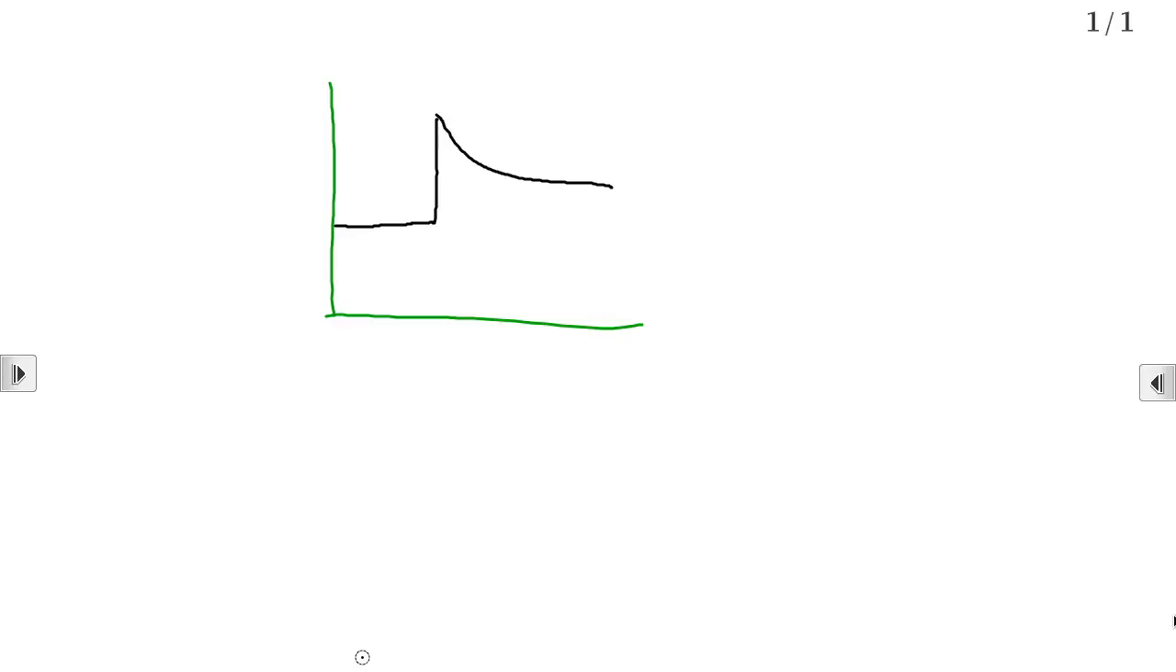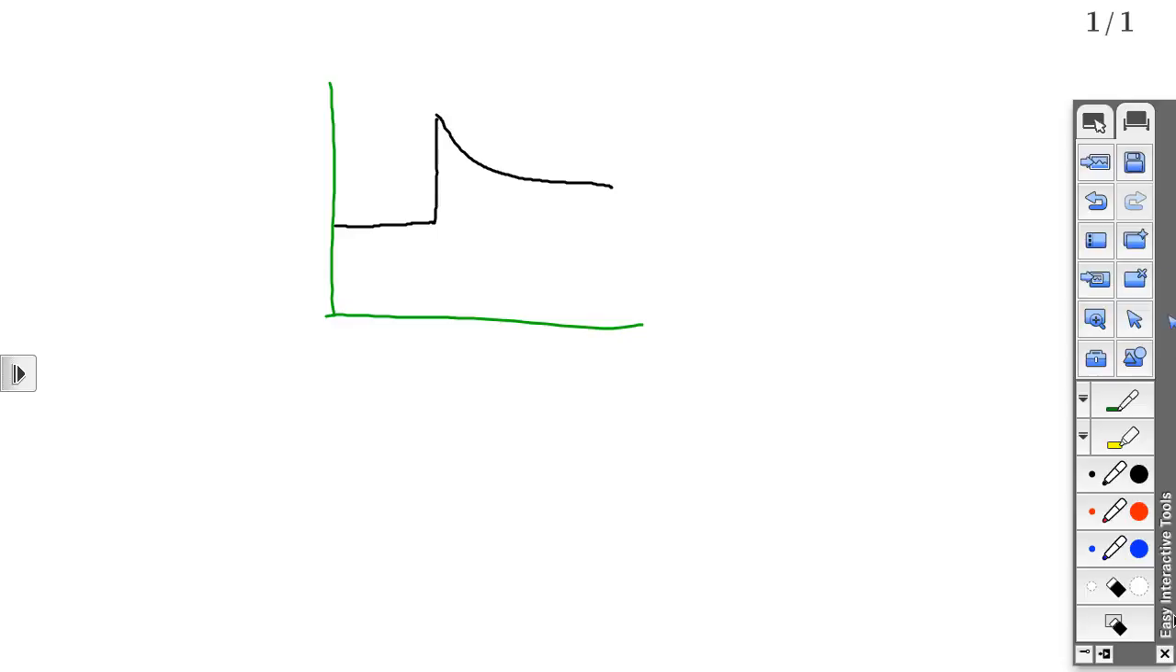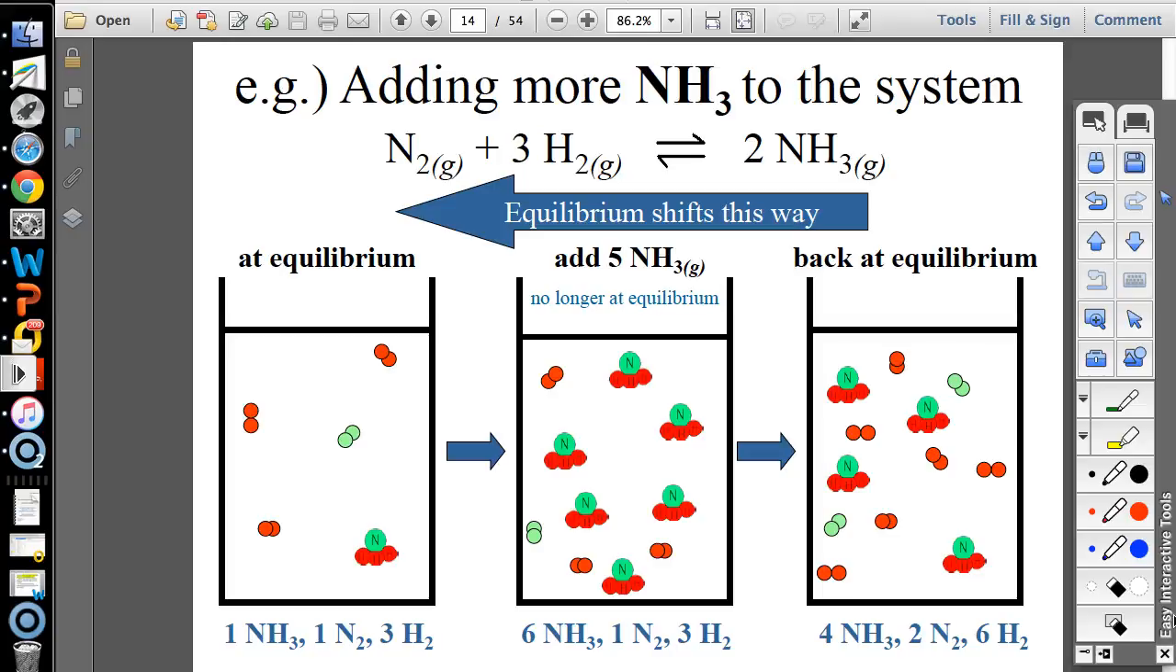But what's the difference in change in stress? Same thing. That was kind of missing, so I wanted to add that in. So equilibrium is going to shift to the reactant side to reduce the stress or reduce that change. But stress is usually the word that's used.